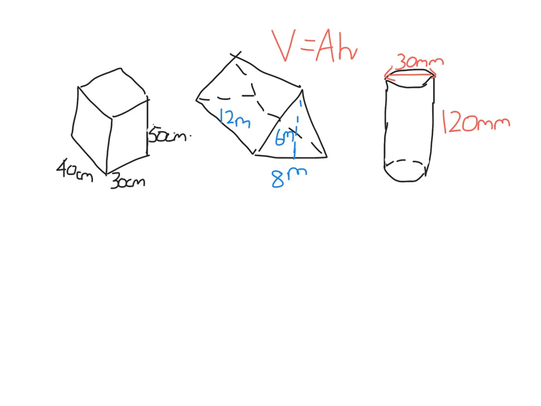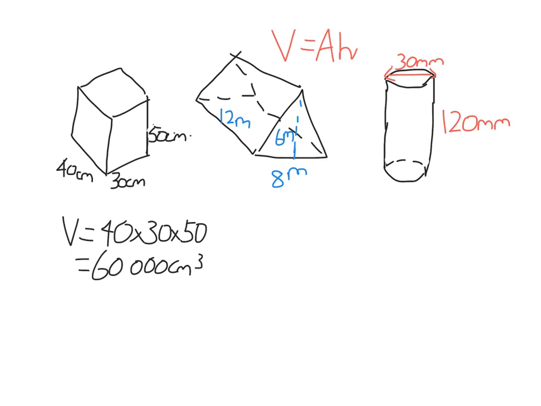So let's look at the rectangular prism. So the base, or the bottom of this shape, 40 times 30. That's the area of the rectangle at the bottom. So we take that and we just multiply by h, which again is the perpendicular height. So the answer we get is 60,000. This is now cubic units. So this is 60,000 centimeters cubed. So we look at the next one.